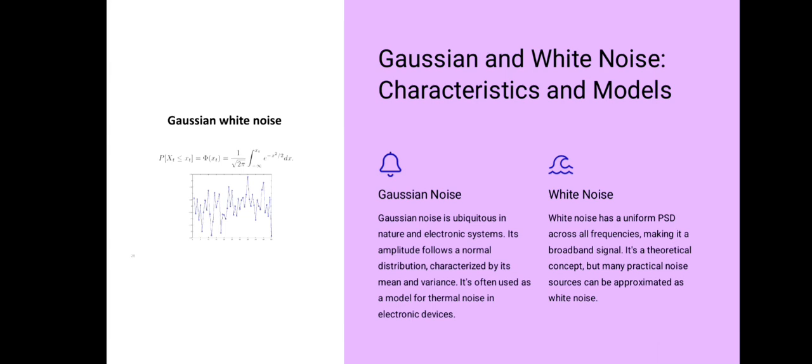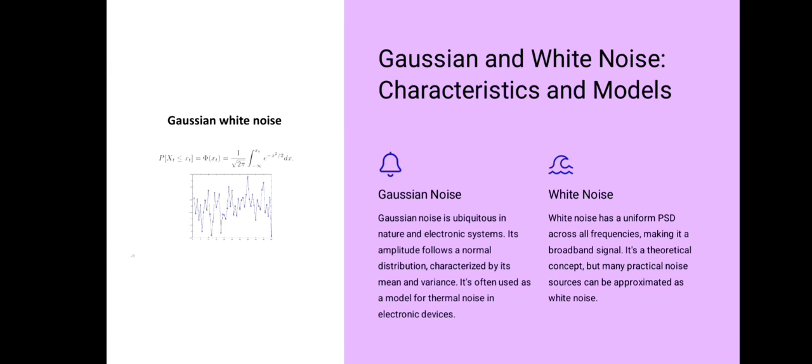Now when we talk about white noise, white noise is a theoretical noise model where all frequencies contain equal power. This means it has a flat power spectral density, making it a broadband signal. While pure white noise doesn't exist in reality, many natural noise sources like thermal noise in circuits or background noise in radio communications can be approximated as white noise. White noise is often used in testing and simulation to understand how systems respond to different frequency components.